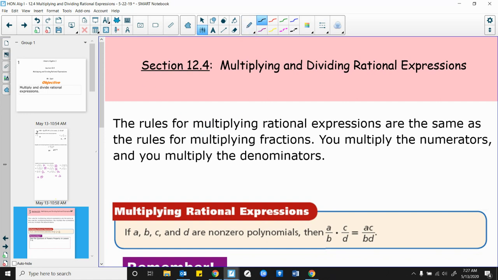The rules for multiplying rational expressions are the same as the rules for multiplying fractions. You multiply the numerators and you multiply the denominators. Again, if I have 1/3 times 5/6, I will multiply 1 times 5 and get 5, and I'll multiply 3 times 6 and get 18. 5/18 is my answer. All I did was multiply 1 times 5, 3 times 6 to multiply those fractions.